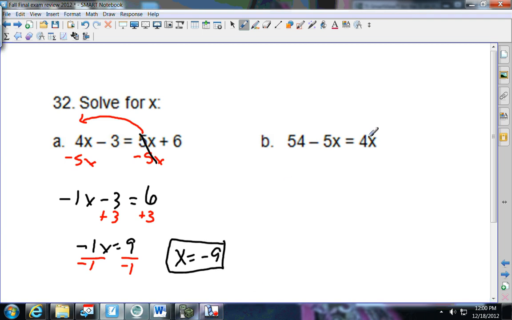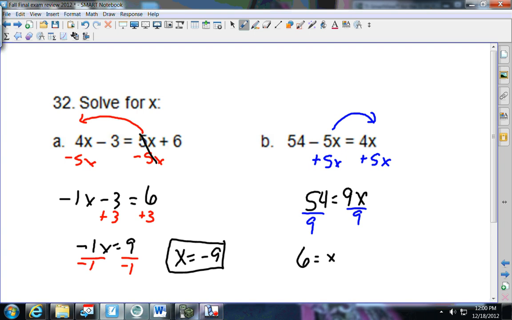Up here on letter B. Normally, I like to move my x's to the left, especially when we dealt with inequalities. But right now, when it's just equations, it doesn't really matter. I'm going to move this 5x over here to the right. But to move it over there, you can't just put it over there. You have to do the opposite, and you have to add 5x to each side. I get 54 equals 9x. I'm going to divide by 9. 6 equals x. Or you can write it x equals 6, which means the same thing.